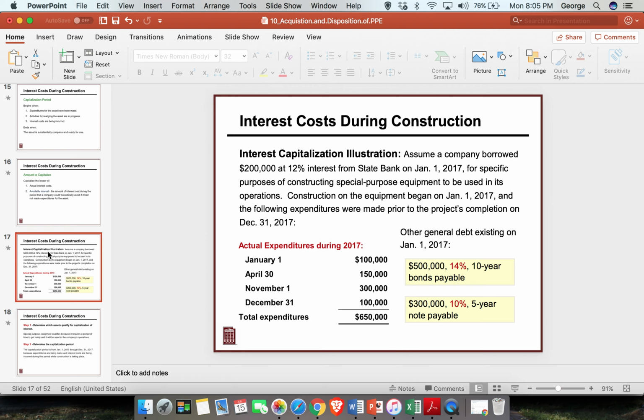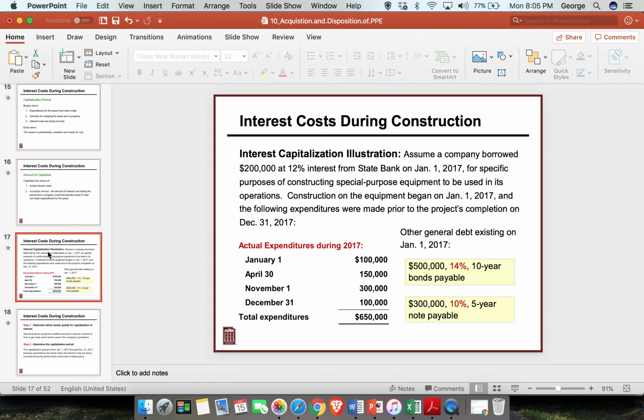All right, so let's look at this example illustration of interest capitalization. So assume a company borrowed $200,000 at 12% from State Bank on January 1, 2017 for the specific purpose of constructing special purpose equipment to be used in its operations. Construction on the equipment began on January 1, 2017, and the following expenditures were made to the project's completion, which was on December 31. So we had expenditures of $100,000 on January 1, $150,000 on April 30th, another $300,000 on November 1, and $100,000 on December 31st.